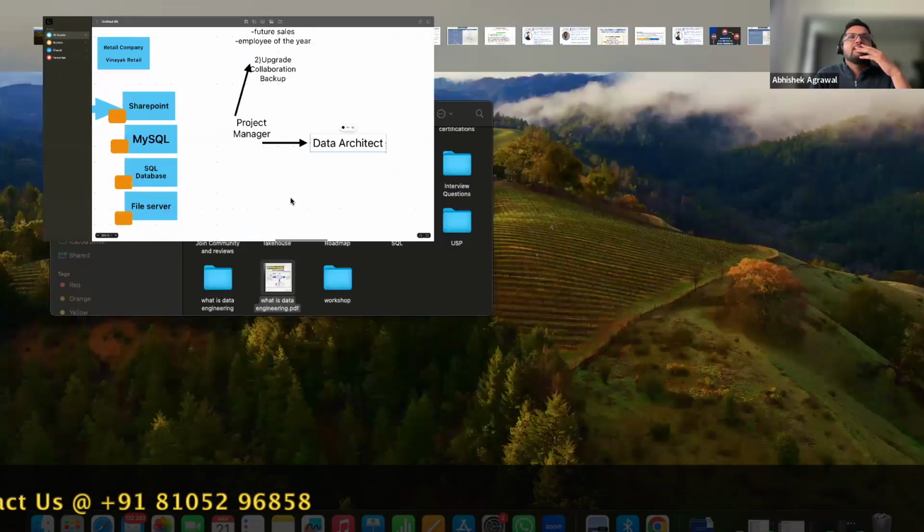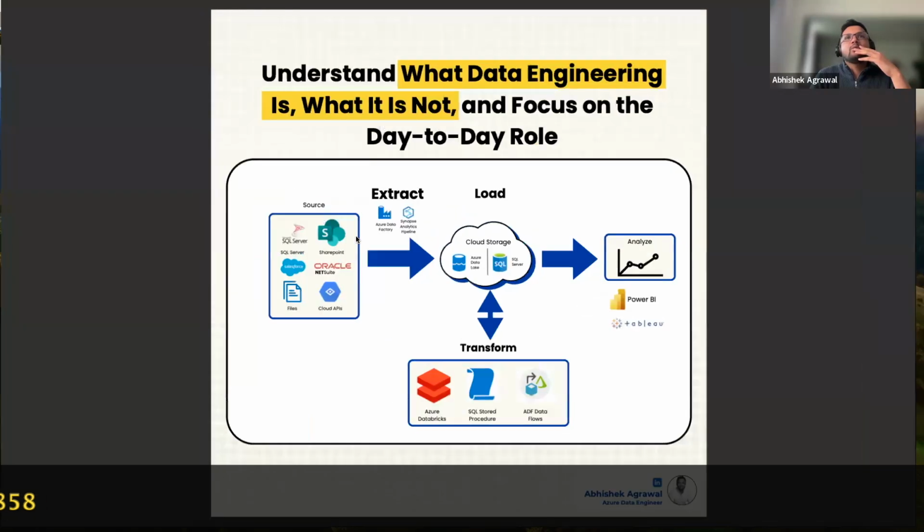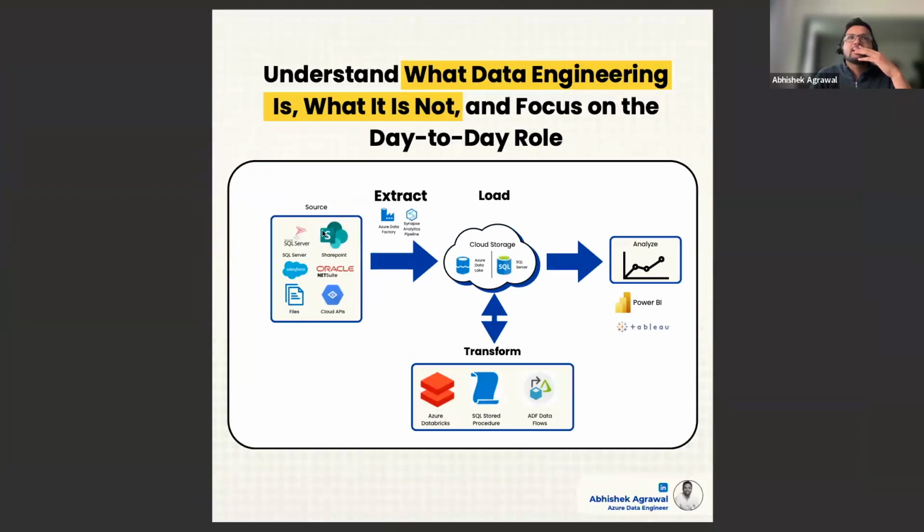So suppose the data architect told, hey, you have different source systems, which are like SQL Server, SharePoint, or Oracle DB or file server, right? You have different source systems. So what you can do, you can move the data over here, which is a cloud storage, right? And if you move the data to the cloud storage, you will get many benefits. What are the benefits you will get? Your data will be in a centralized place, right? A centralized place where you can aggregate or collate your data, which is the cloud storage.